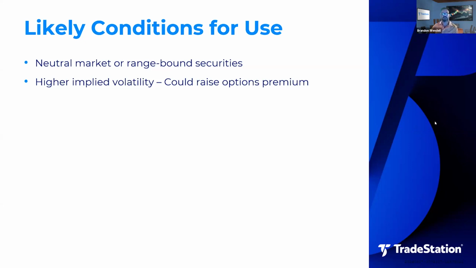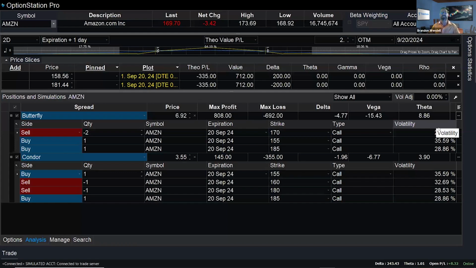Remember, looking at our positions, we can see where our risks are. Delta, that's directional risk. Vega, volatility risk. We have a negative Vega when we're selling these positions. That means if volatility goes up, it hurts our position.